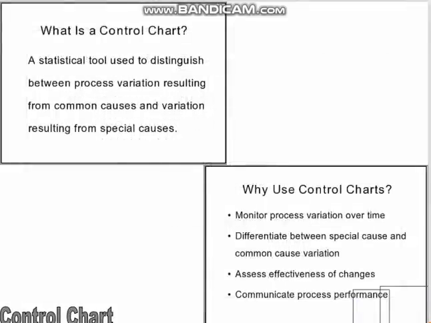Next is, what is a control chart? A statistical tool used to distinguish between process variation resulting from common causes and variation resulting from special causes is called a control chart. Why use control charts? Control charts monitor process variation over time, differentiate between special cause and common cause variation, assess effectiveness of changes, communicate process performance, etc.